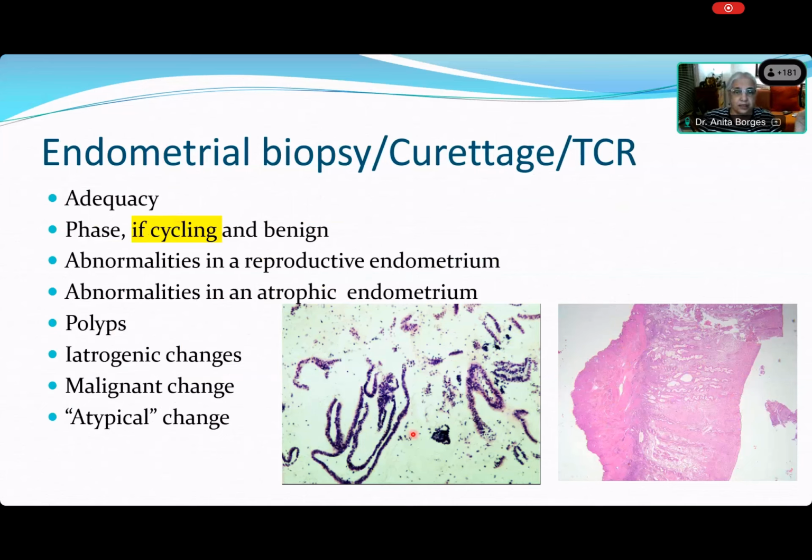So what should we be looking at? Adequacy. This is a very inadequate endometrium. Okay, and I don't think that anybody should be commenting on this endometrium except to say that it is inadequate. This often happens in very elderly people with a very narrow cervix, where somebody is struggling to put a curette in, even though the patient is under anesthesia, and you get very little endometrium.